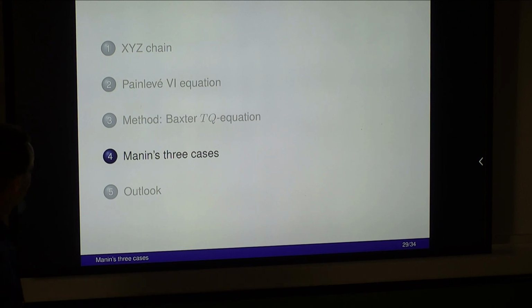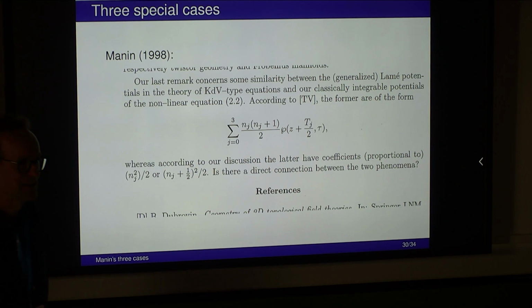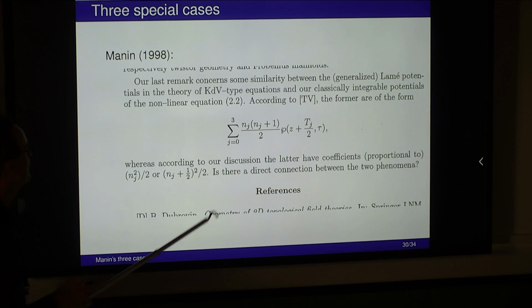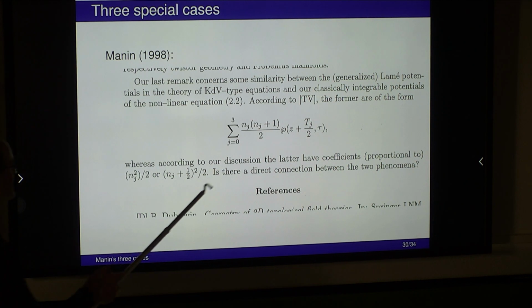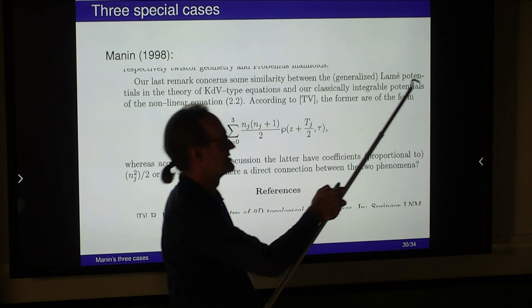So I just want to conclude by mentioning something related to Manin's paper. This is Manin's paper on Painlevé 6, which is actually a very nice paper, I think. And as you see, this is how he concludes this paper. So what he's saying here, he talks about generalized Lamé potential. That's just what I call Darboux potential here.